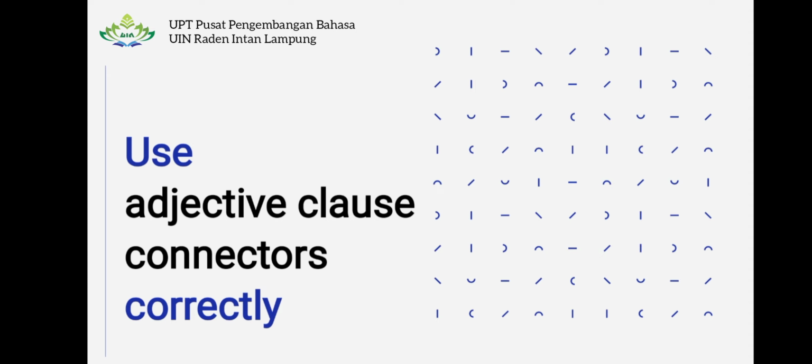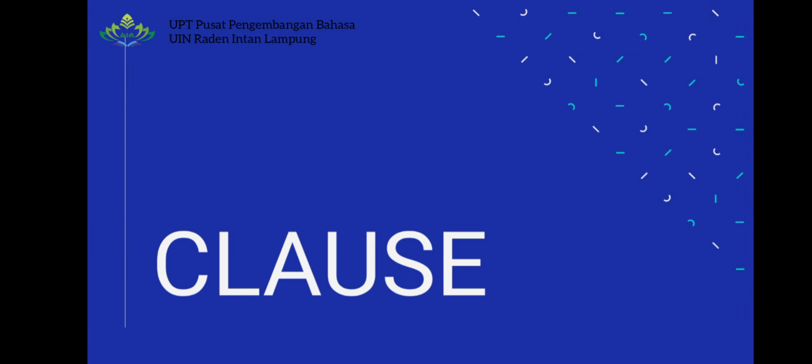In this 16th video, I would like to explain about the 12th skill in the structure and written expression. It says, use adjective clause connectors correctly. Before we come to the main point in the skill, we have to know first what is clause that the skill says about. Pada tema materi skill kali ini, yang menjadi peran utamanya adalah adjective clause connectors.